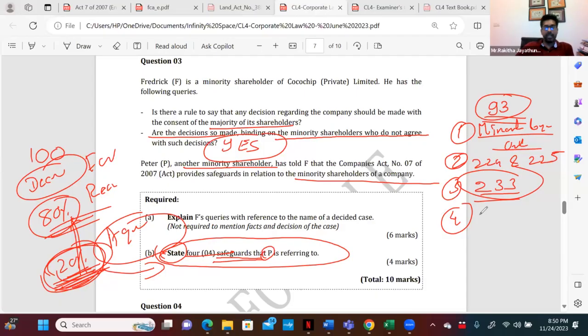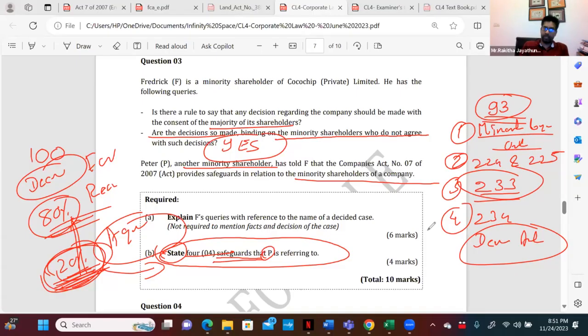The other one is you call it 234 onwards, derivative action. You bring an action on behalf of the company, but you don't have to explain anything. You just have to remember the protection available to a minority shareholder. One is minority buyout, section 93 onwards. Then section 224-25 explains oppression and mismanagement. You can take as one. Then under section 233, you can obtain a restraining order. Fourth, derivative action under section 234. That is, you bring an action on behalf of the company.